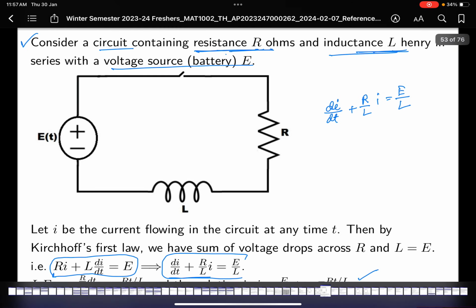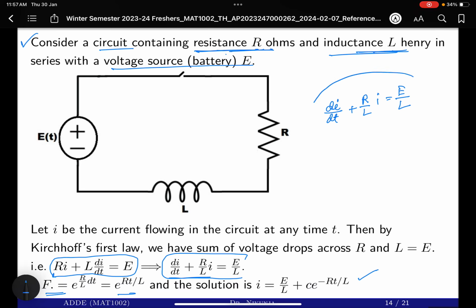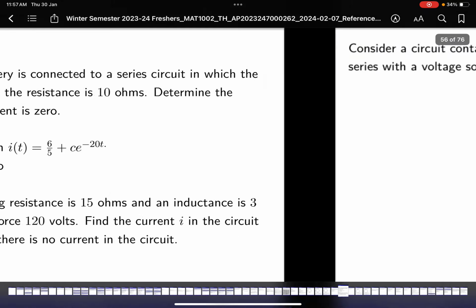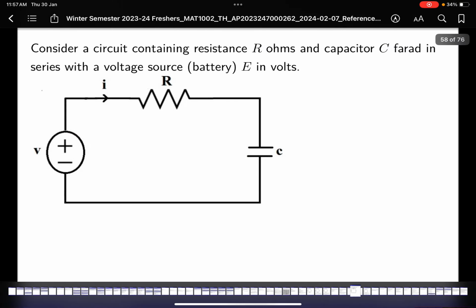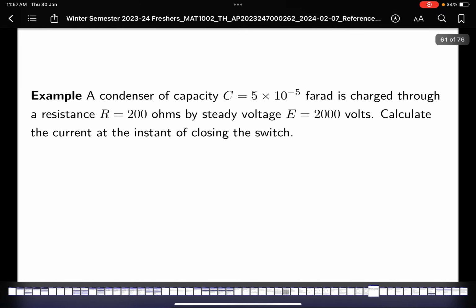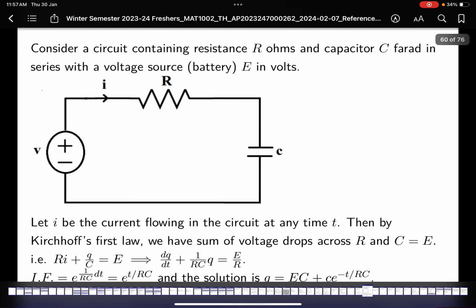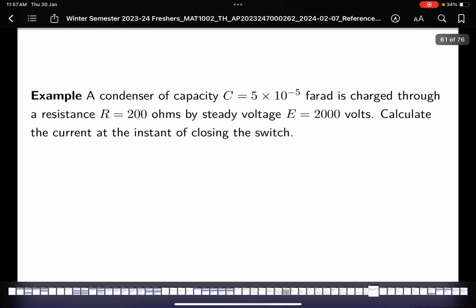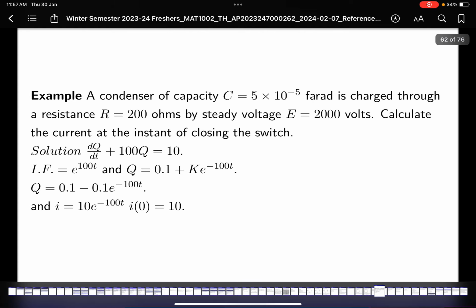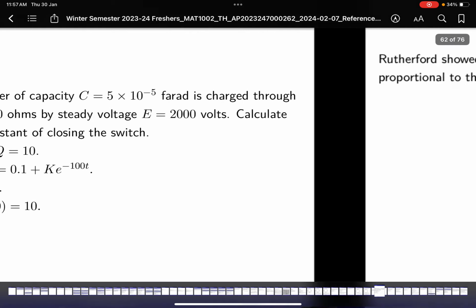In this type of question, you should remember this formula, along with what R, L and E represent. Those ideas should be clear. You have already studied these things in physics. Similar questions are listed here, and you can try those questions.